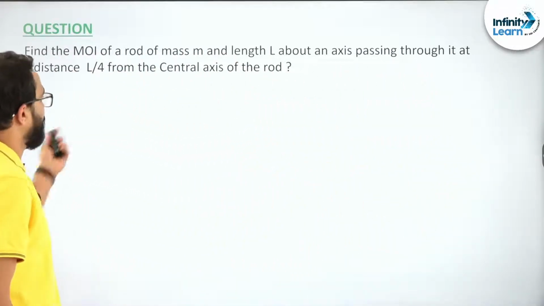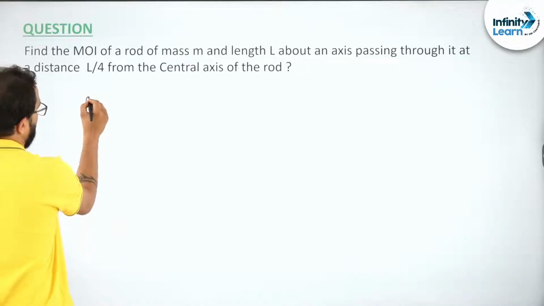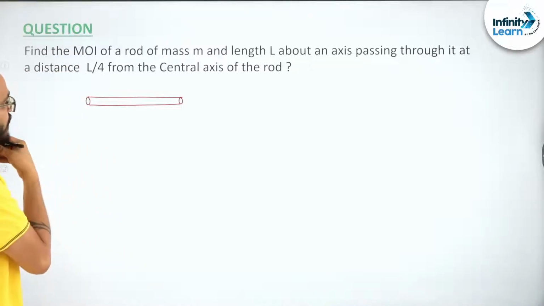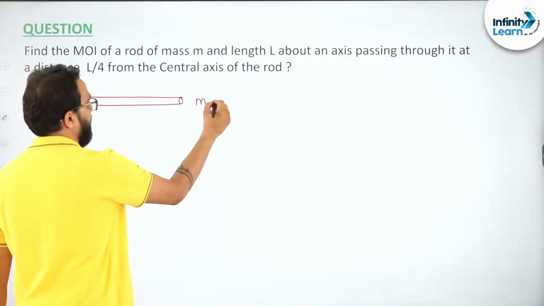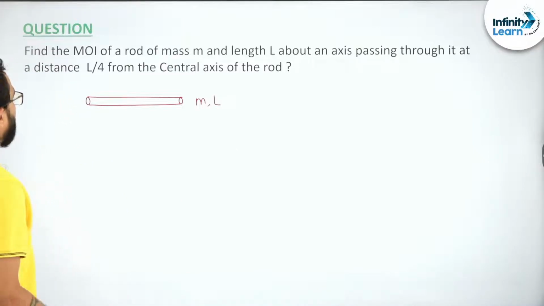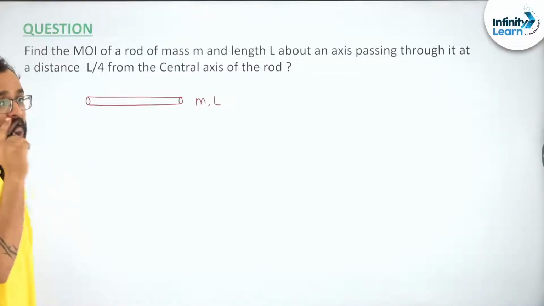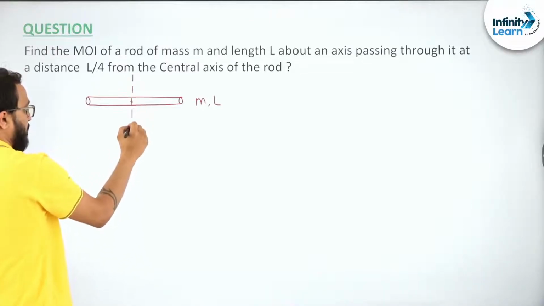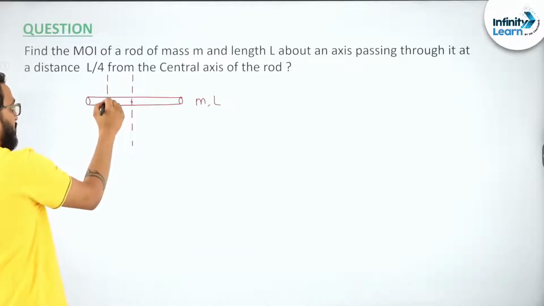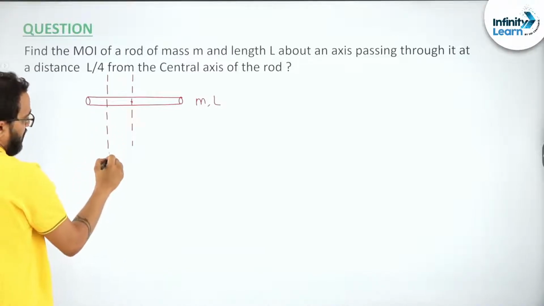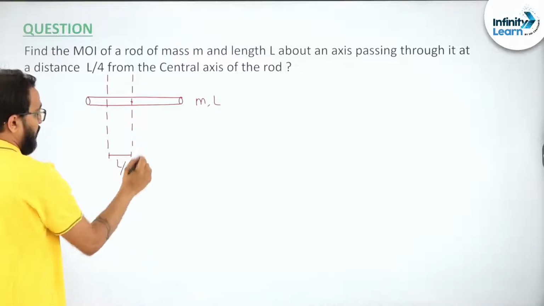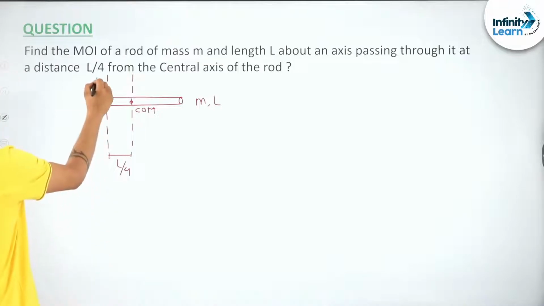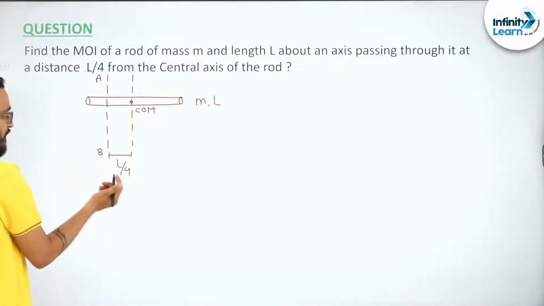Now find the moment of inertia of a rod. Okay, so let's take first a linear object. This is a rod. Find the moment of inertia of a rod of mass m, length L, about an axis passing through it at a distance L by 4 from the central axis of the rod. So this is the central axis of the rod. They are saying there is an axis passing at L by 4 from the central axis, and this is also the center of mass. So this is your axis AB about which we need to figure out the moment of inertia.